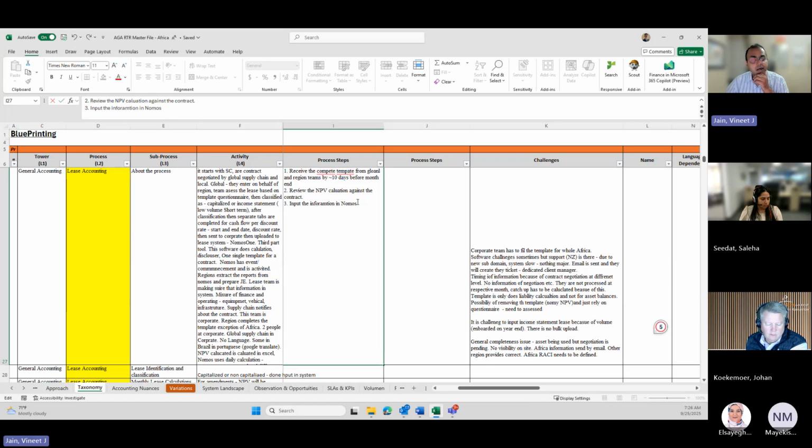Does Nomos allow you to upload the template, or do you have to manually key in? I have to manually key in, but we do upload the template as part of supporting documentation. We also upload the contract. So let me write manual input. Yeah, it's a manual input.